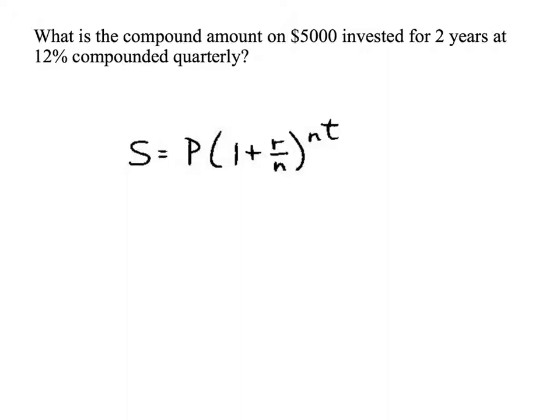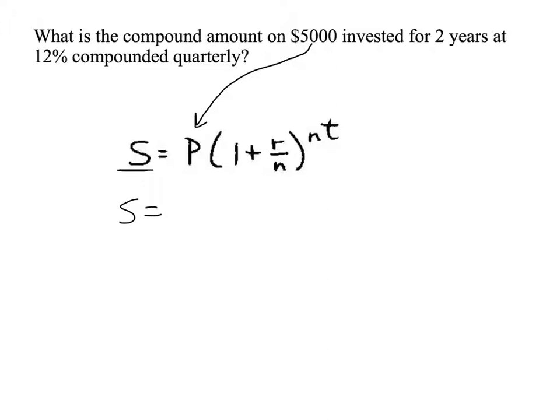Here is an example on a problem dealing with compound interest. What is the compound amount on $5,000 invested for 2 years at 12% compounded quarterly? In order to do this problem, I am just going to substitute the information that's given in the problem into the formula. I don't know what the compound amount is, so that's the S, but I do know what the principal is. The principal is that $5,000.